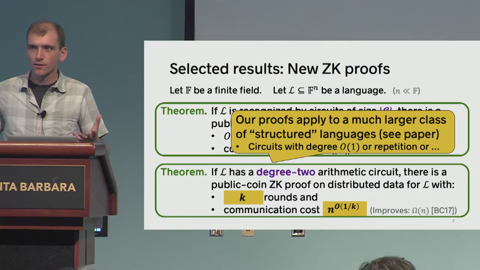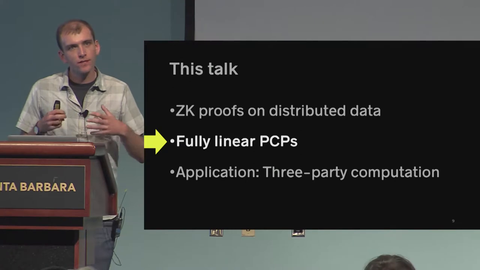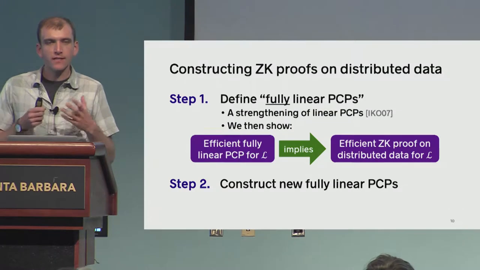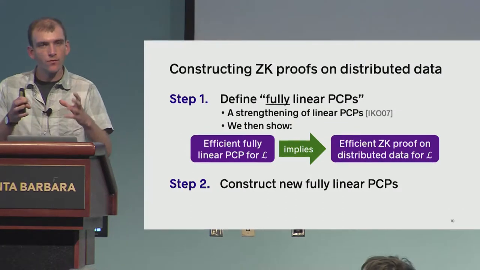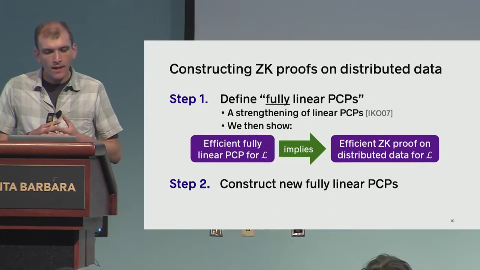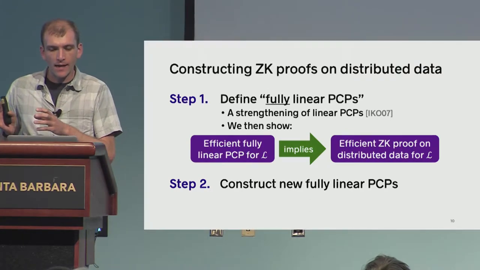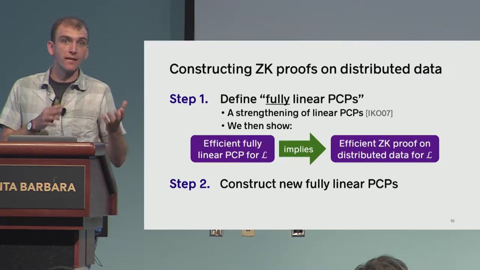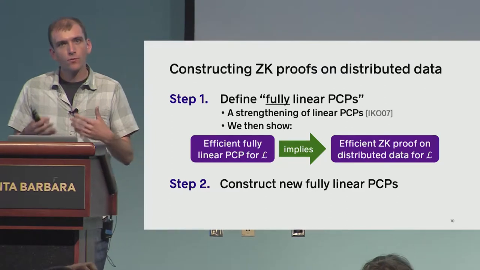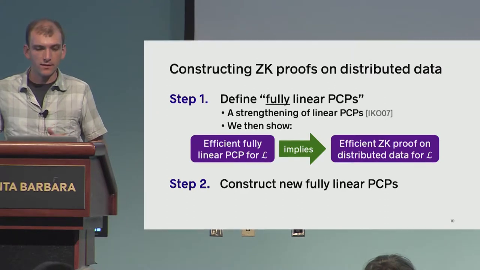So having defined what a zero-knowledge proof on distributed data is, I now want to give you a little bit of intuition about how we construct these objects. And we do so using a new type of proof system called fully linear PCPs. Constructing a zero-knowledge proof system on distributed data, as we do, works in two steps. The first thing we do is define this notion of a fully linear PCP, and then we show an efficient transformation that takes a fully linear PCP for some language and constructs an efficient zero-knowledge proof on distributed data for that language. After we have this first step done, all we need to do is construct new, more efficient fully linear PCPs for languages of interest, and that gives us new proofs on distributed data.